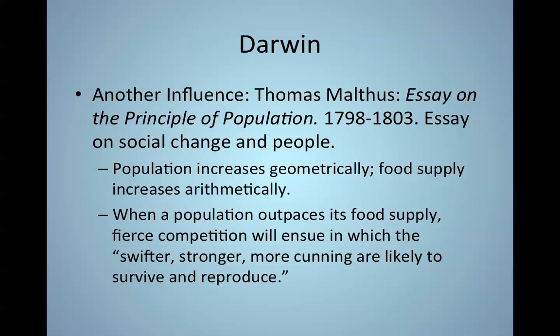It's heartless, and Malthus is not considered correct in many of his assumptions, but he argued to the government that it would be better to allow the Irish to starve. His advice was followed to an extent. So social science, not its finest hour, but this is some of the sort of information that's out there. And in particular, we're focusing on this idea that when a population outpaces its food supply, fierce competition will ensue, in which the swifter, stronger, more cunning are likely to survive and reproduce. Again, perhaps one of those influences on Darwin.